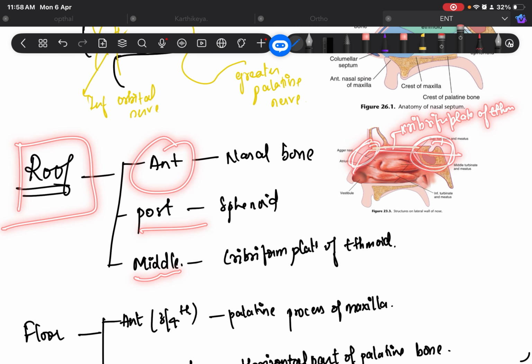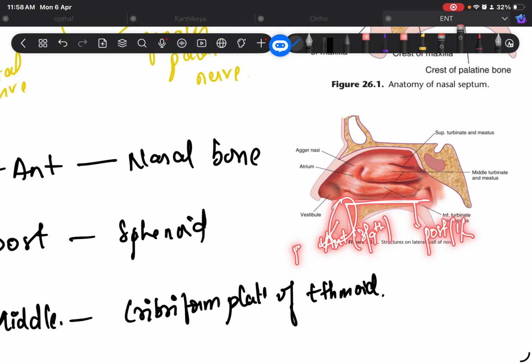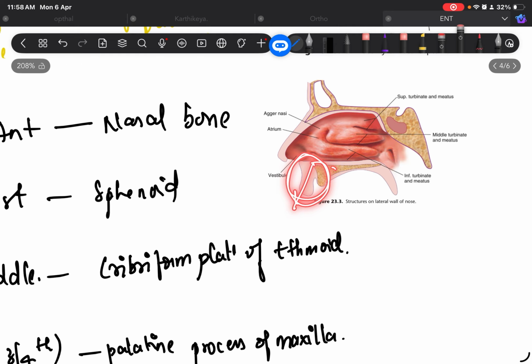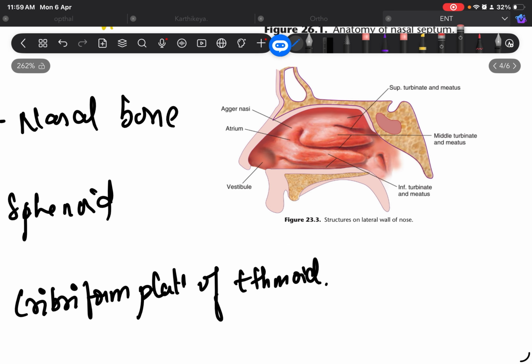As you can see in the picture, as you can remember easily, here is the sphenoid bone, here the cribriform plate where the olfactory bulbs will come, so the cribriform plate of ethmoid, and here the nasal bones. Now the floor is formed anteriorly 3/4 and posteriorly 1/4 by the palatine process of the maxilla. This is the palatine process of the maxilla, and this is a continuation, the horizontal part of the palatine bone. This is 3/4 anterior and 1/4 posterior. These are the structures forming the nose.